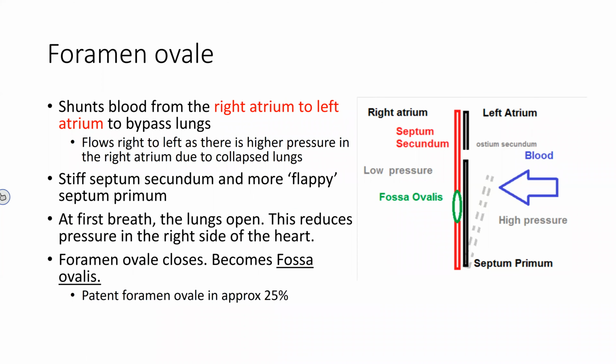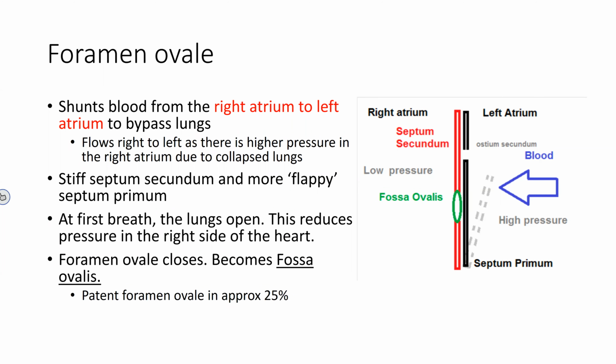So the foramen ovale is a shunt from the right atrium to the left atrium, and that's used to bypass the lungs. The stiff septum secundum is rigid, and the septum primum is more flappy, and that allows the blood to go from one side to the other, but not from the other low pressure side to the high pressure side.